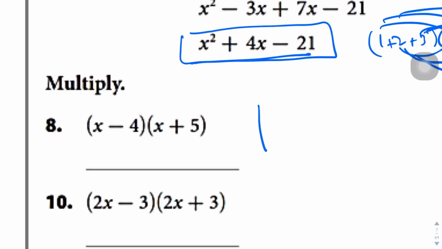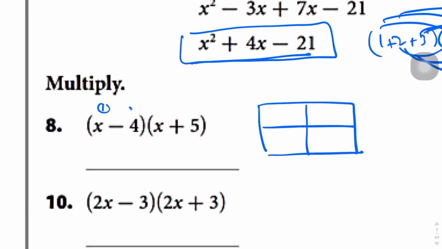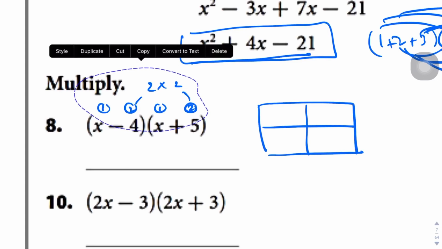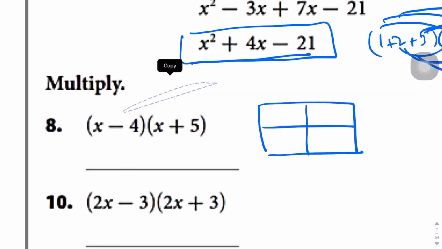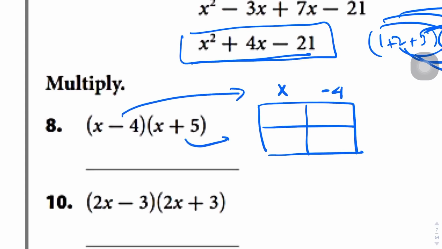So we're going to draw that box again. And you might be asking yourself, how do you know what kind of box to draw? If it's 1, 2 terms, and this is 1, 2 terms, you're going to draw a 2 by 2 box. Okay, so we have a 2 by 2 box here. So I'm going to take this x minus 4 and write on top here x minus 4, and then this x plus 5 is going to go on the side here, x plus 5, and I don't write the plus because it's positive 5.